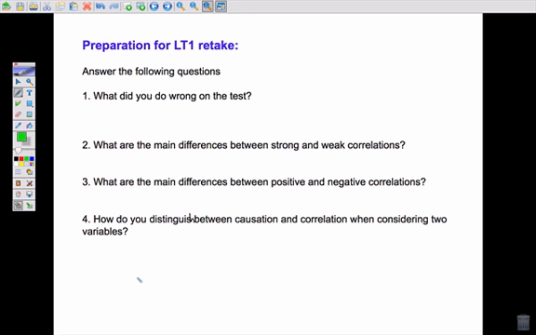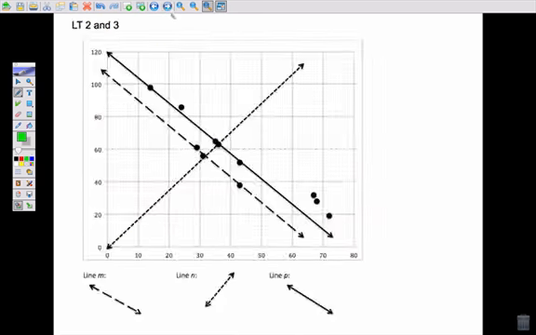Learning target 2 and 3 were both together on your test. Again, this first part most people got right.